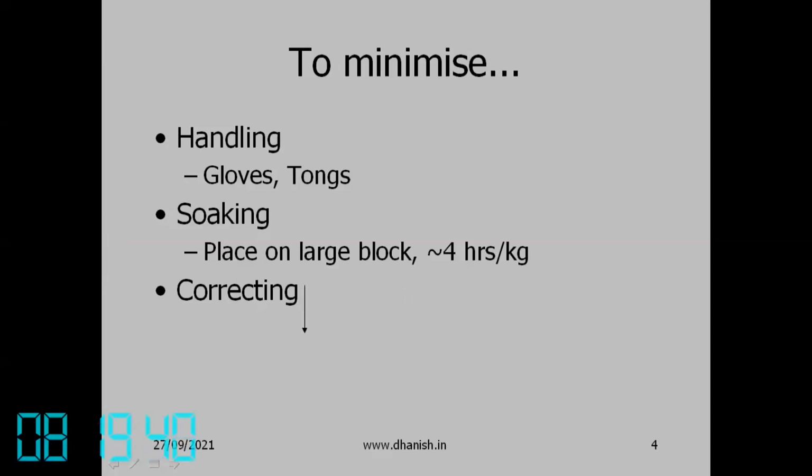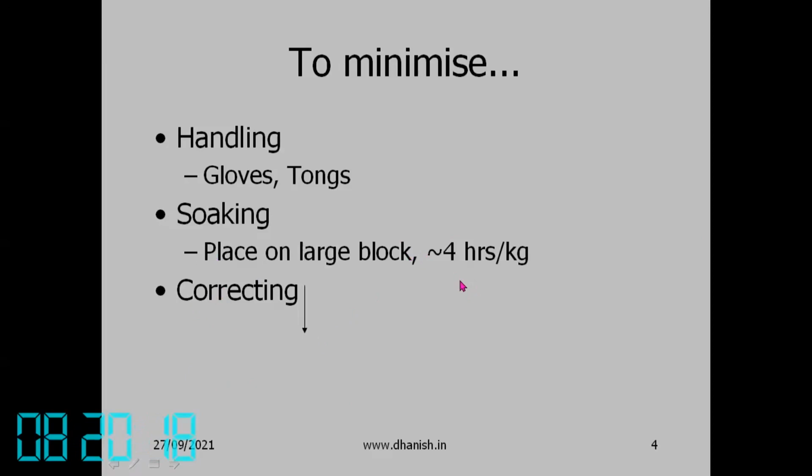Then a third option is correcting. Many times we cannot achieve 20 degrees Celsius in the lab. It may be at 25 degrees Celsius. Then one option is, if we can predict what the dimension should be at 20 degrees Celsius, then we can correct for the thermal error.